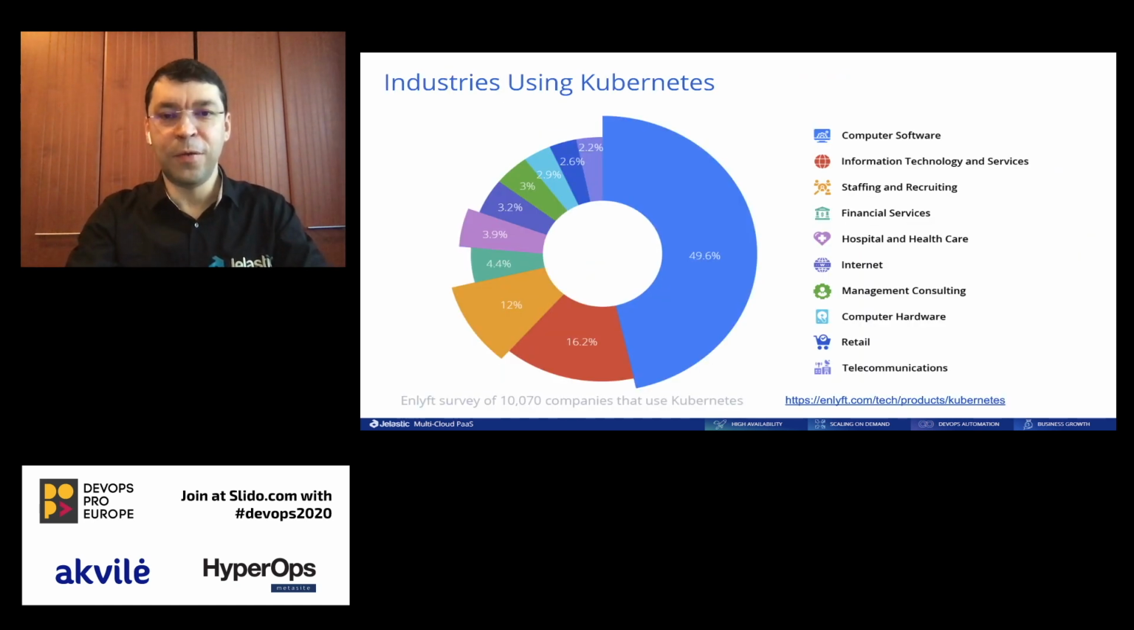Analyzing industries that are adopting Kubernetes, we can notice that software development companies have the biggest share, simply because these companies are used to trying new technologies. And the rest of the industries are often using software which was developed by these companies. So over time, we will see bigger adoption across the rest of the industries.